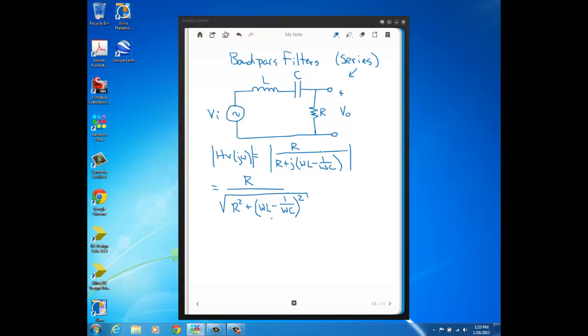The next thing we're going to do is evaluate this magnitude of the frequency response for various omegas. And the first thing that would be useful to know is, when is the magnitude a maximum? Because when we have a maximum for the magnitude of our frequency response, remember that this is equal to the ratio of V out over VI.